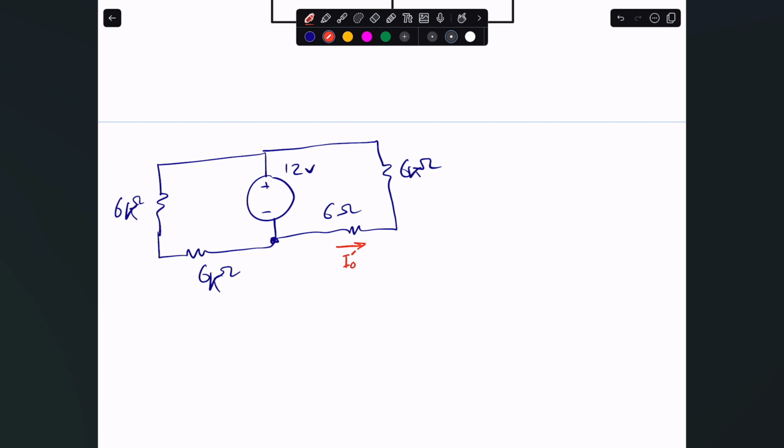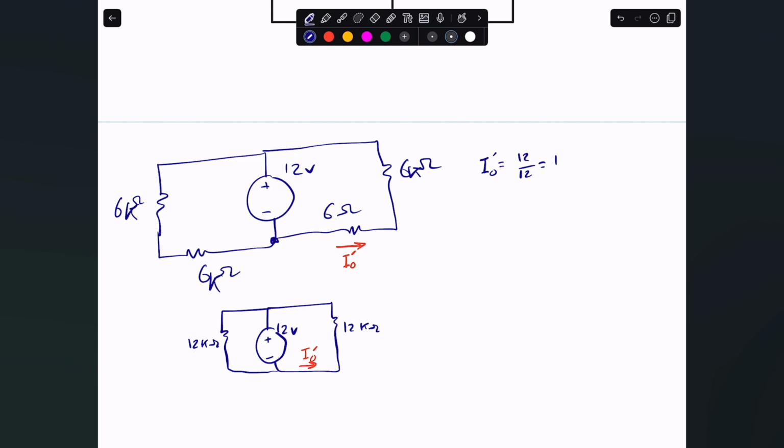We can combine these resistors. This resistor and this resistor share I naught, so I can just sum them, since they're in series. Similarly for these two. If you do that, you end up with a circuit with plus and minus 12 volts, and then 12 kilo ohms here and another 12 kilo ohms here. The current we're looking for is I naught. Based on the first circuit, I naught is simply 12 divided by 12, which is 1 milliamp. I believe it will be negative because it's in the opposite direction.